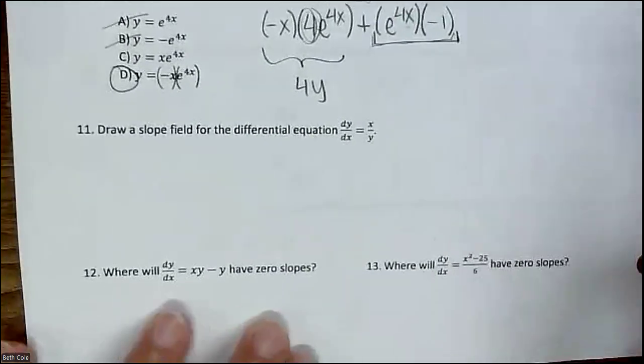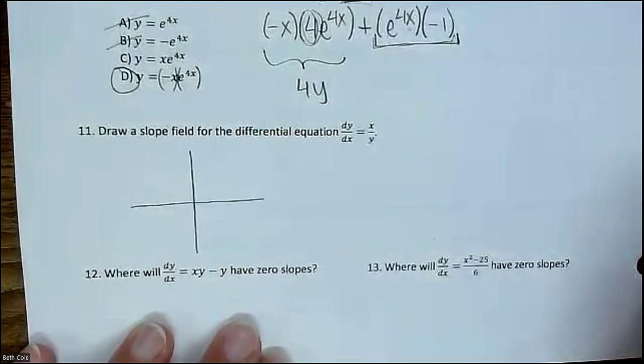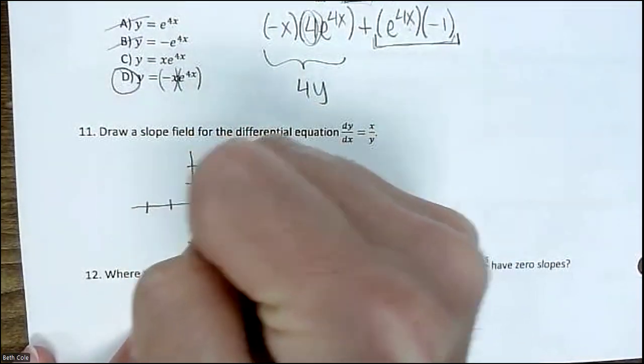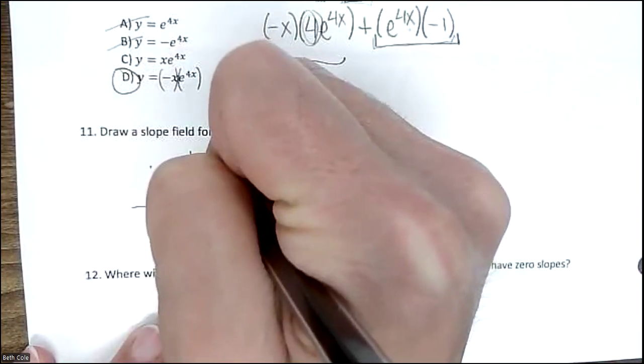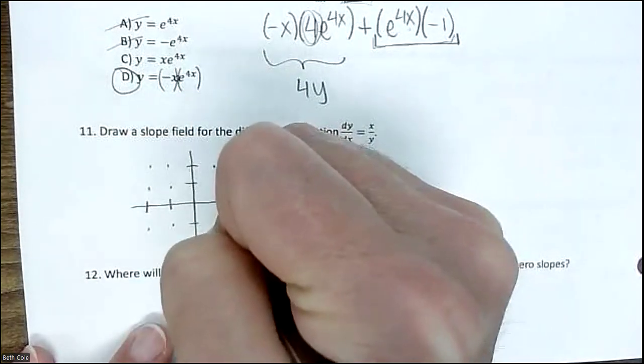Okay. Draw a slope field. On your test, it's matching. On here, I'm going to have you draw a slope field. Whenever you draw one, just go 2 units in each direction. And you can put the little dots in there if you want to or not.